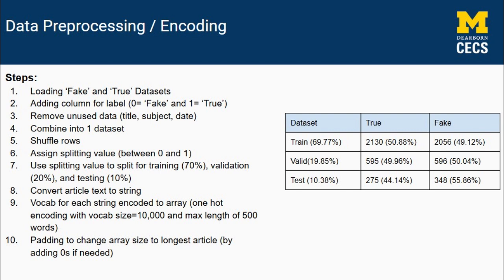After converting these articles into the different data sets, we now convert the text to strings. Then we provide the vocab for each string to encode, as in one hot encoding, having the vocab size of 10,000 and max length of 500 words. Then we apply padding to this particular data set to change the array size to the longest article by adding zeros if needed.